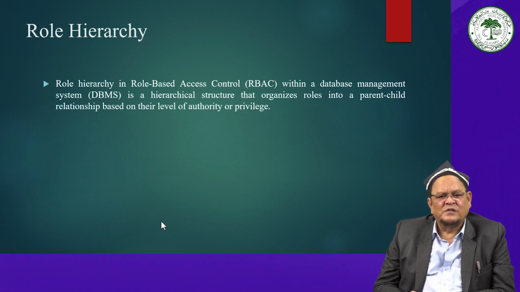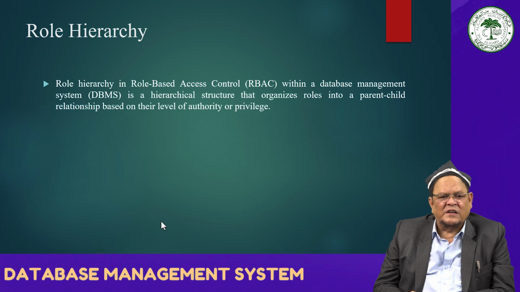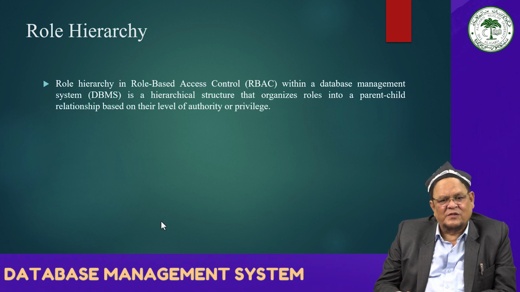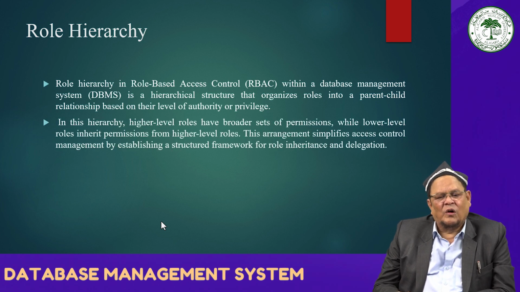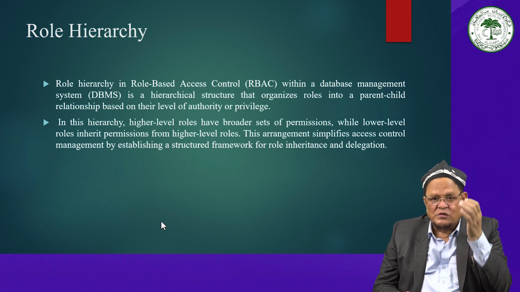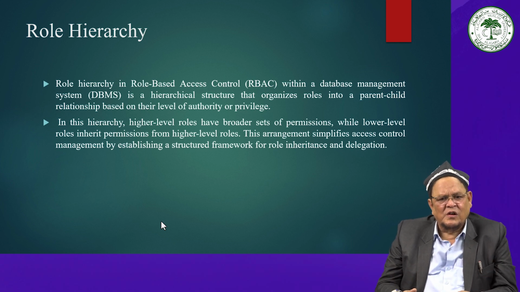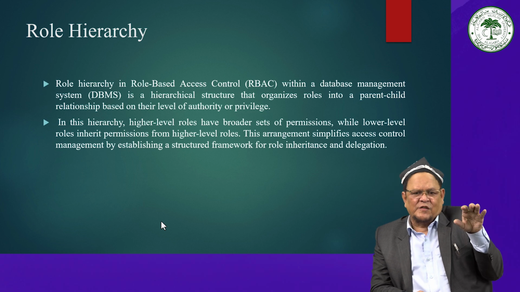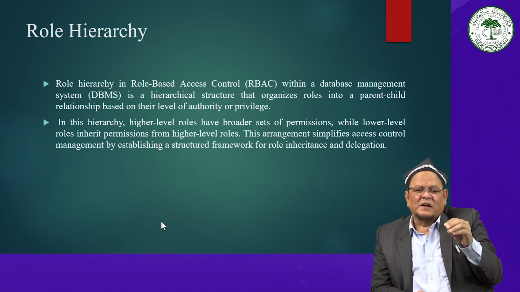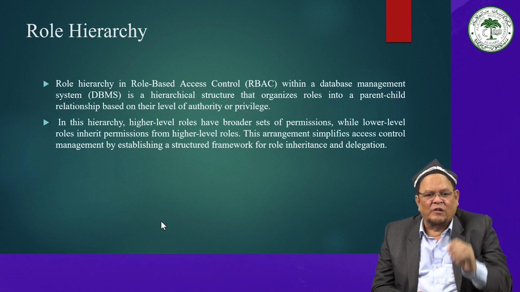Role hierarchy in role-based access control within a database management system is a hierarchical structure that organizes roles into a parent-child relationship based on the level of authority or privilege. It means based on a tree structure, you can say. Here there is only one root, and there are different branches. All are at hierarchy levels, the top has more privilege, and the sub level contains the privilege from the first level and to the second level also.